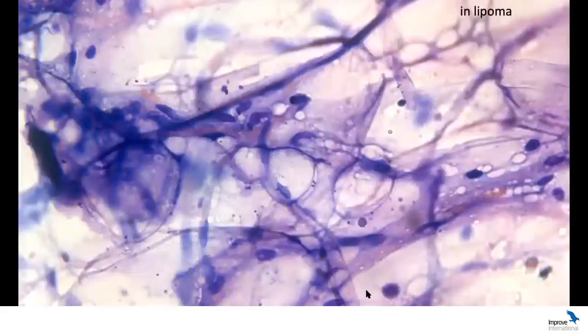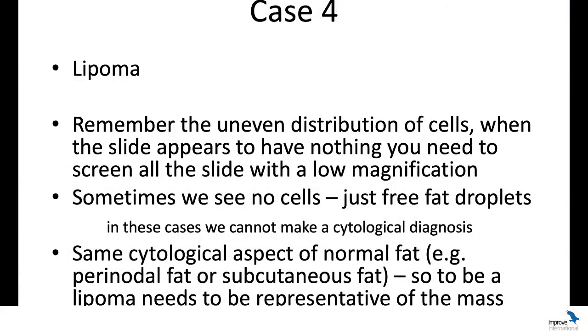And these are examples of endothelial cells, where we can see some of the red blood cells inside the little vessels here in this lipoma. And this is commonly seen in lipomas. It's one of those things that is very frequently encountered in lipomas. So case 4 was a lipoma.